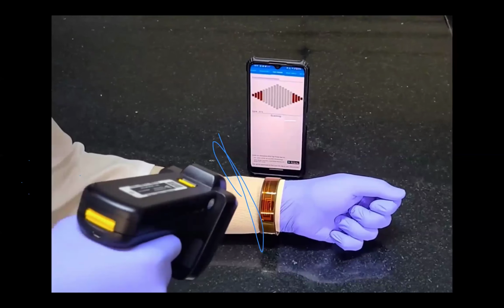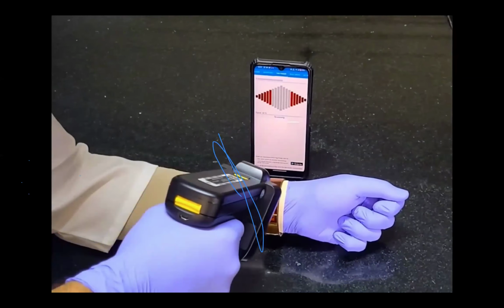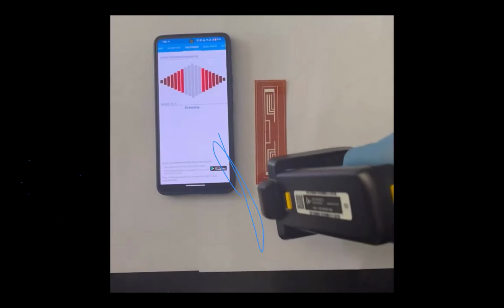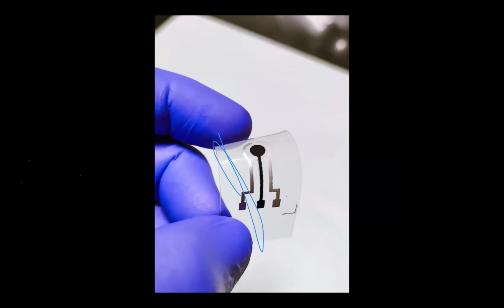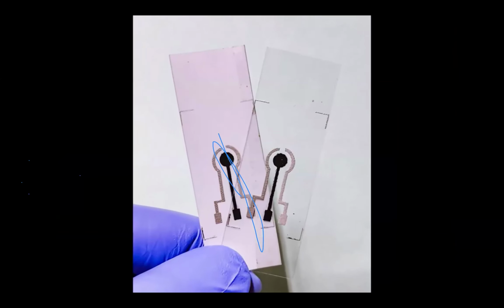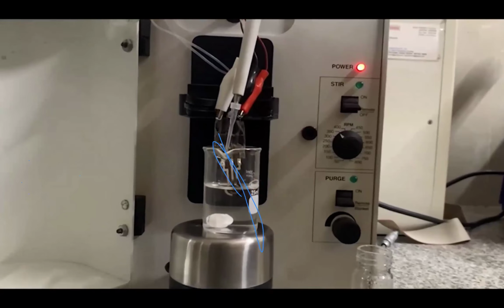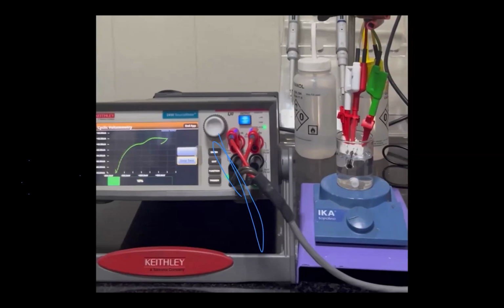Highly conductive silver nano ink is used for fabricating flexible and wearable printed radio frequency identification tags. Recently, we have developed all-printed electrochemical glucose sensors for sensing free glucose in serum.